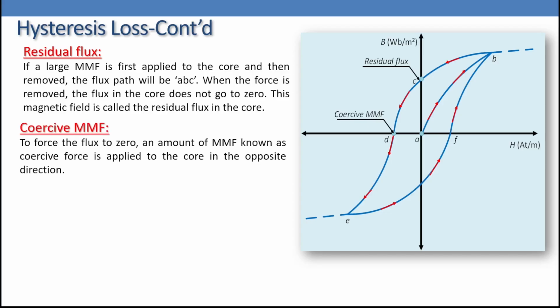Another point, point D, is called the coercive MMF. To force the flux to go to zero, an amount of MMF, known as coercive force, is applied to the core in the opposite direction. That is going to force the flux to reach zero.